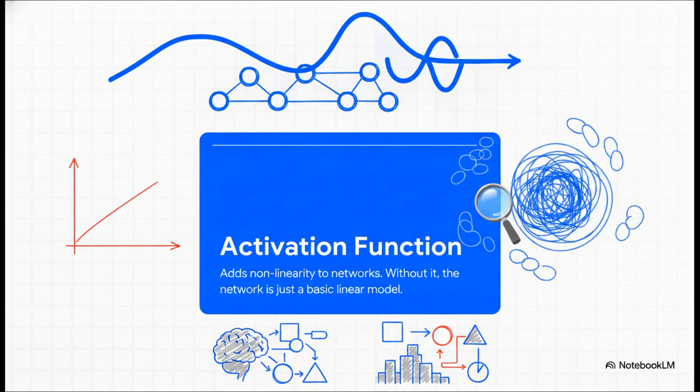Let's lock down a formal definition here. An activation function is a mechanism that adds non-linearity to neural networks. And here's why this is absolutely crucial. Without them, neural networks wouldn't even be special. They'd just be basic linear models. Think about it. If all we want is a linear model, standard linear regression is totally fine. Why even bother building these massive complex neural networks? The activation function is literally the secret sauce that gives AI its power to solve complex, real-world problems.